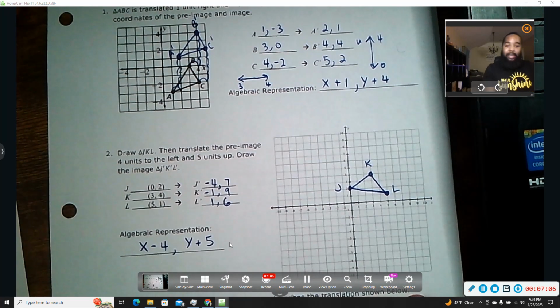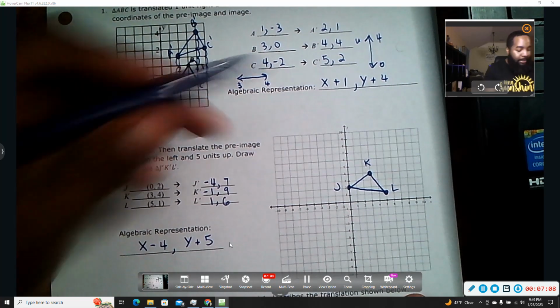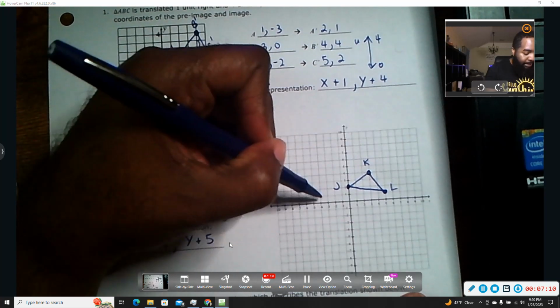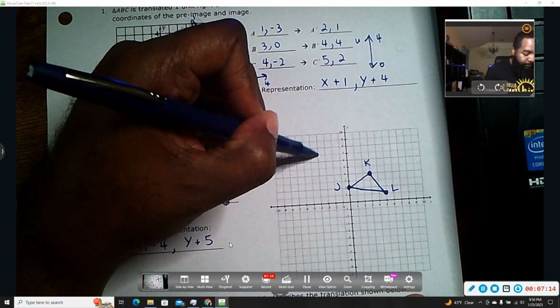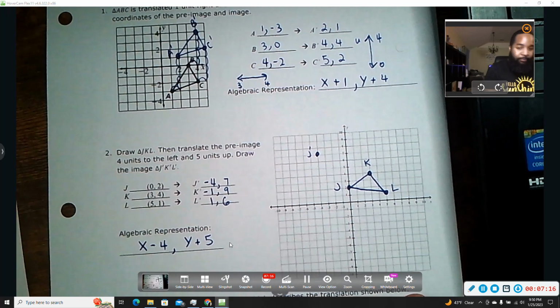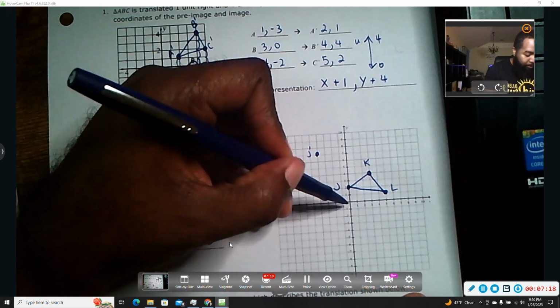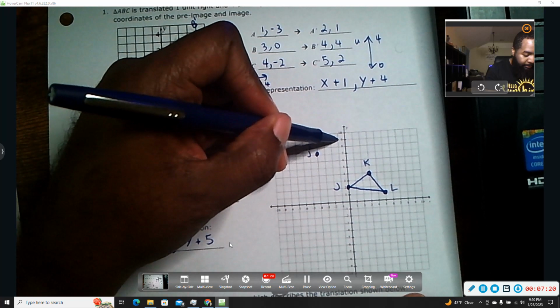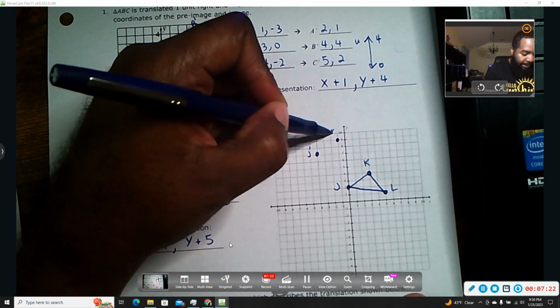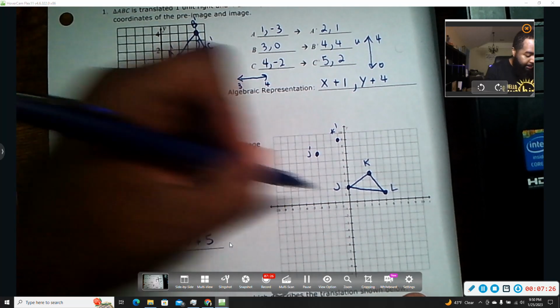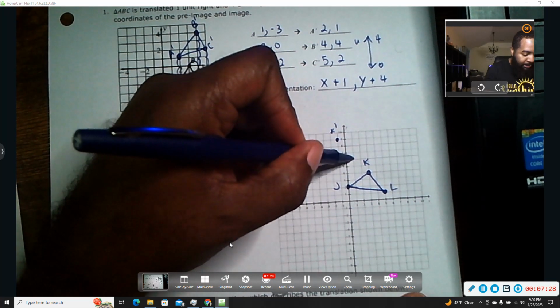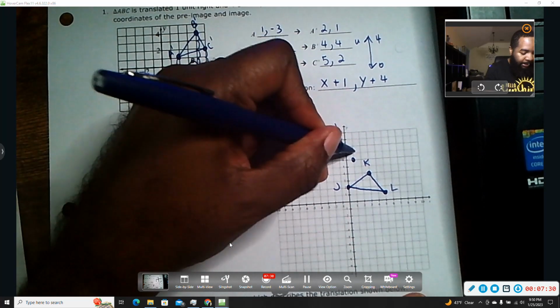So now that we have our points, we're going to go ahead and plot them. So we have negative 4, comma 7. So we're going to go negative 4 and go up to 7. There's our j prime. Okay. We're going to go to negative 1 and go up to 9. There's our k prime. And then lastly, we have 1 comma 6. We're going to go to 1 and go up to 6. Okay. And this is our L prime.